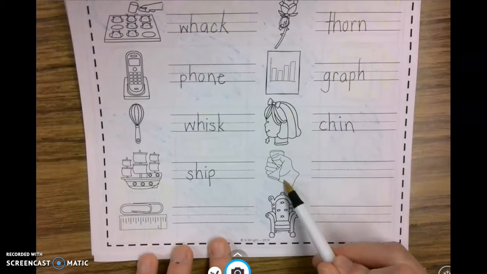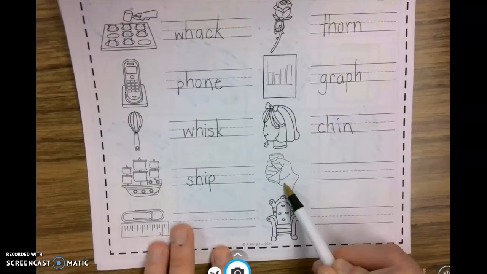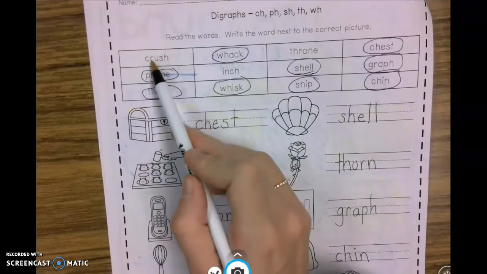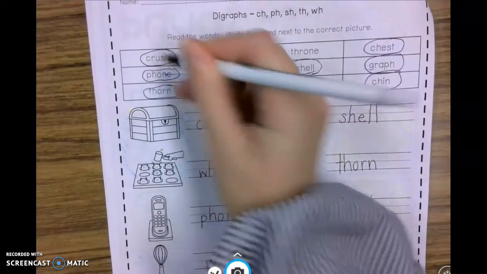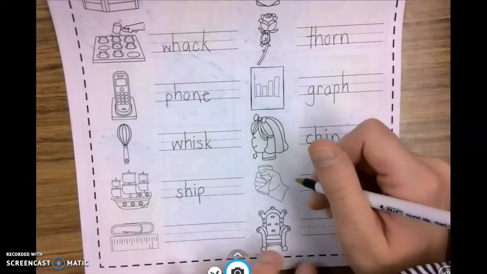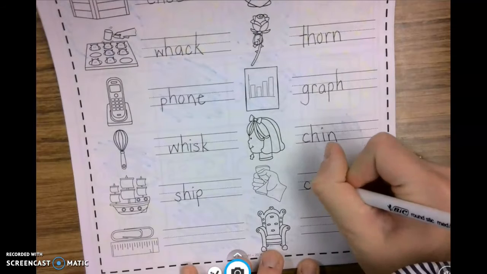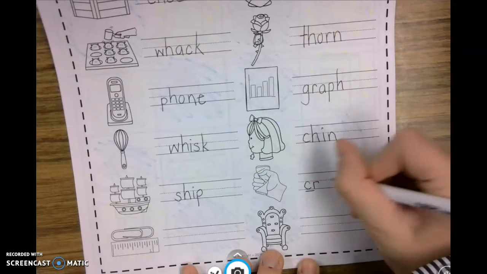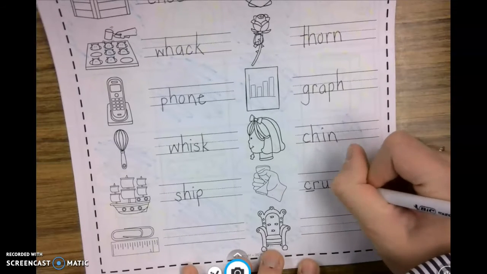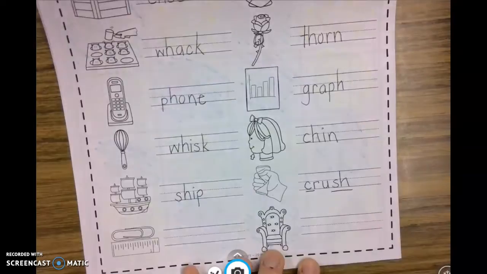This is crush. I'm crushing it. Okay, let's find curve. There it is. That's the first one, actually. Let me show you. I'm going to write that. Curve. There's my blend. Curve. Sh. And then my digraph as well.